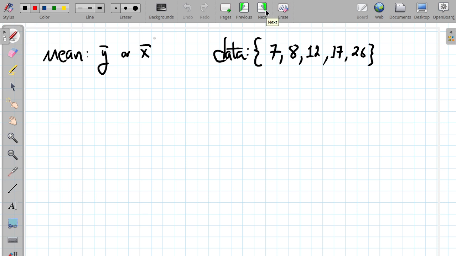So here's the mean value. Now, mode is just symbolized usually with a word. We don't usually have a symbol for that. But for mean values, it'll be whatever the variable is with a bar on it, typically y bar or x bar. Nothing fancier than that.